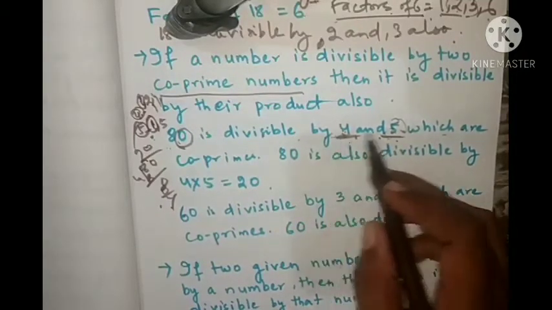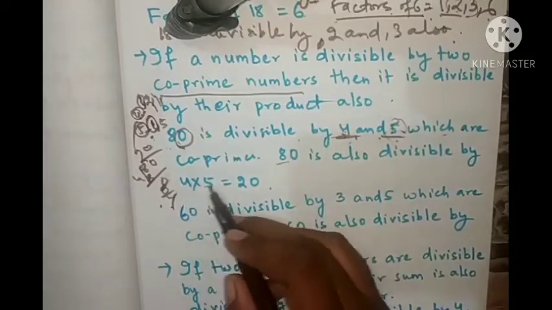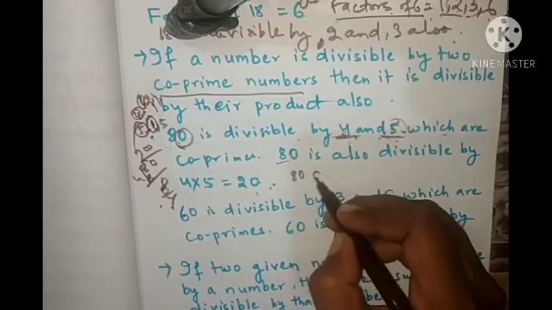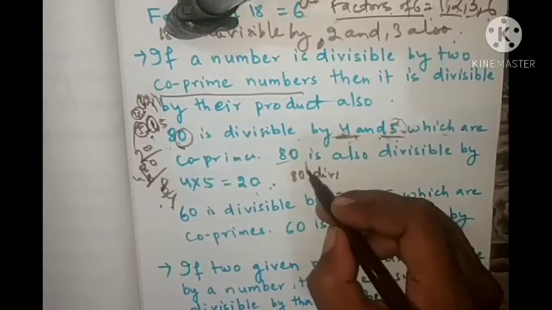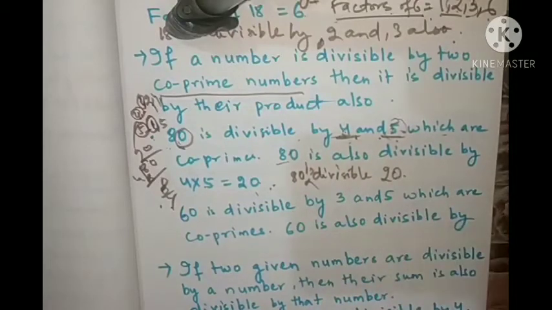It will be divisible by the product also. So the product of 4 and 5 is what? 4 into 5 equal to 20. So 80 is divisible by what? 80 is divisible by 20, because 20 times 4 is 80.